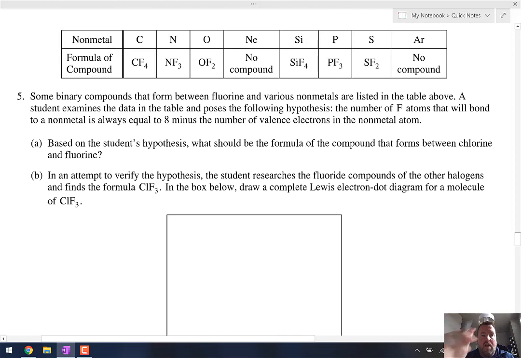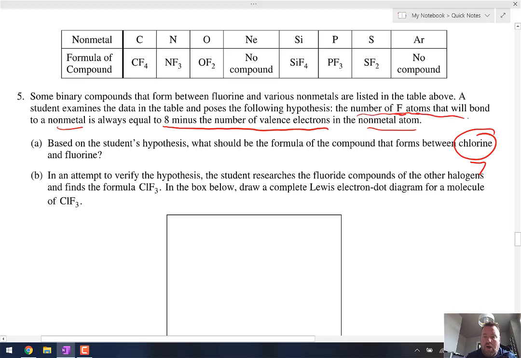Okay, question number 5. Some binary compounds that form between fluorine and various nonmetals are listed above. A student examines the table and poses the following hypothesis. The number of fluorine atoms that will bond to a nonmetal is always equal to 8 minus the number of valence electrons in that nonmetal atom. So based on the student's hypothesis, what should be the formula of the compound that forms between chlorine and fluorine? Well, the hypothesis is that the nonmetal is 8 minus the number of valence electrons. Well, chlorine has 7 valence electrons. So 8 minus 7 is 1. So the number of fluorine atoms that will bond to chlorine is 8 minus 7, which is 1.